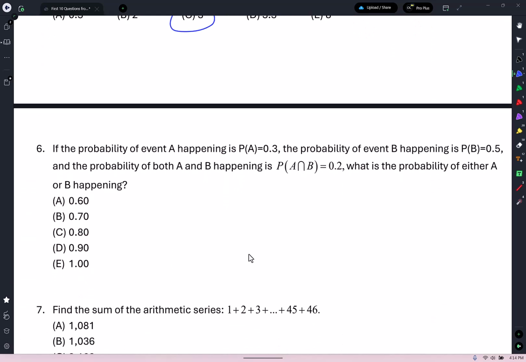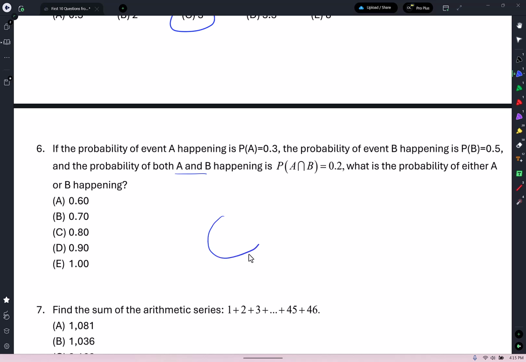Okay, I love these right here in particular. I like to do these with Venn diagrams. Let's see what it says. If the probability of event A happening is P of A equals 0.3 and the probability of event B happening is 0.5 and the probability of both A and B happening is, so this is A and B, 0.2. What is the probability of either A or B happening?